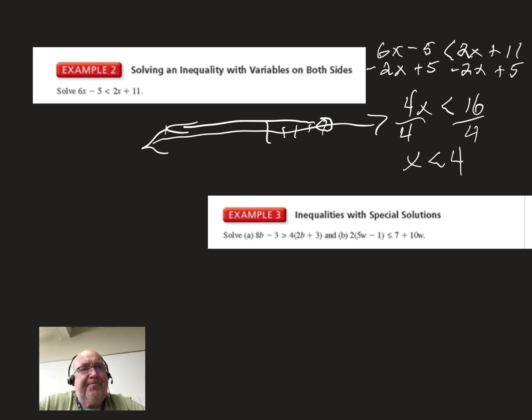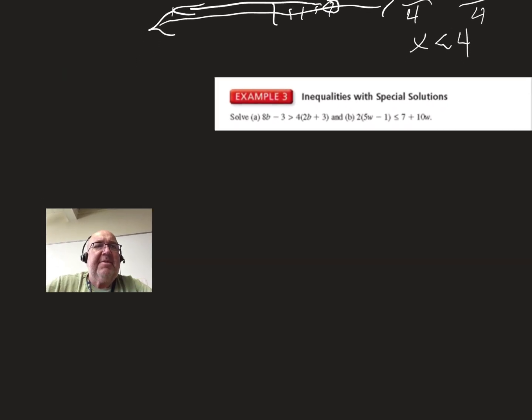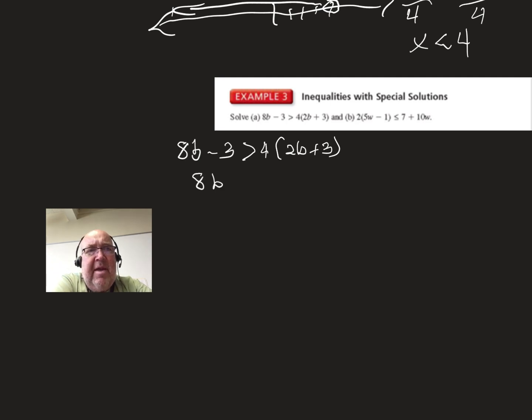All right. Coming down here, we got a couple of special situations that we're going to look at. First off, A, we have 8b minus 3 is greater than 4 times 2b plus 3. So we're going to go ahead and distribute the right side. We get 8b minus 3 is greater than 8b plus 3.